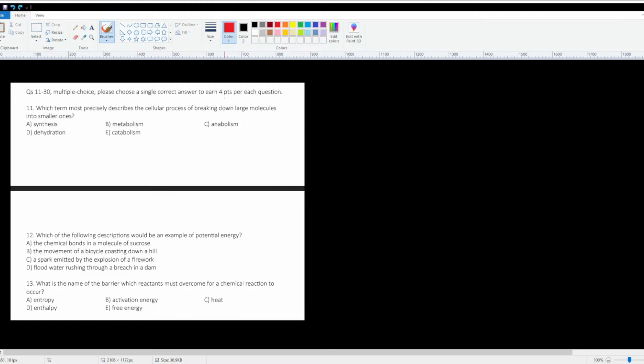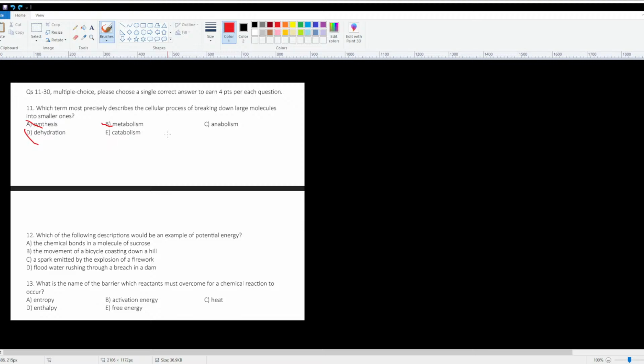We already went over this, the difference between anabolism and catabolism. So it wouldn't be synthesis, it wouldn't be dehydration. What do synthesis and dehydration have in common? Building something up, of course. So breaking down, we're not going to do either of these. Metabolism would be a good guess, but that's also incorrect because that encompasses both catabolism and anabolism, and we're just talking about breaking down large molecules.